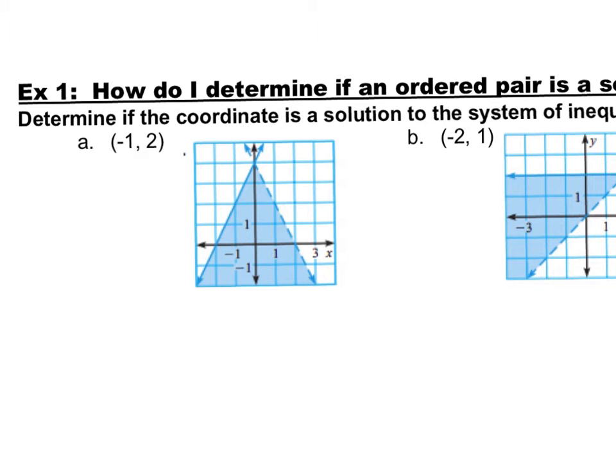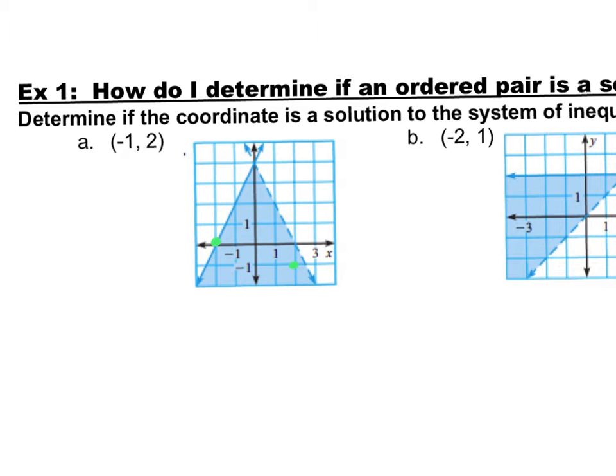All right, so example 1, how do I determine if an ordered pair is a solution to the system of inequalities? So we're going to determine if the coordinate is a solution to the system of inequalities. In order to be a solution, the point needs to be on a solid line, meaning in this case it is less than or equal to, and it also needs to lie inside of a doubly shaded area. Anything on a dashed line or anything that is outside of the doubly shaded area is not going to be a solution. So let's take a look here.